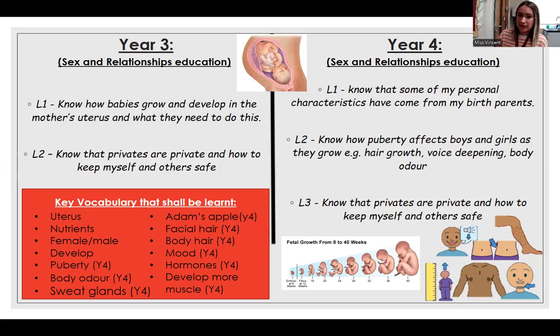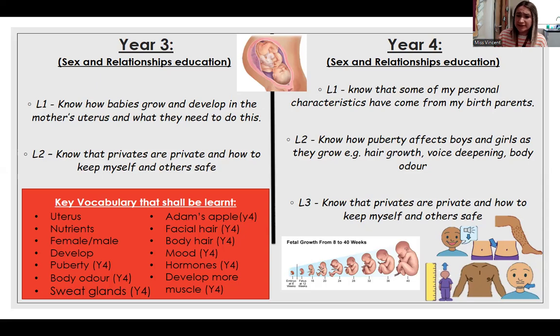We'll look at things, and you can see some of the vocabulary down here, which I've specified next to it if it's Year 4. We look at things like hair growth in areas like underarms, boys' voices deepening, the fact that your sweat glands open and you may develop body odour and how we deal with that. So a lot of personal care that they might need, especially as they get to Year 4 and then moving through 5, 6 and into secondary school.